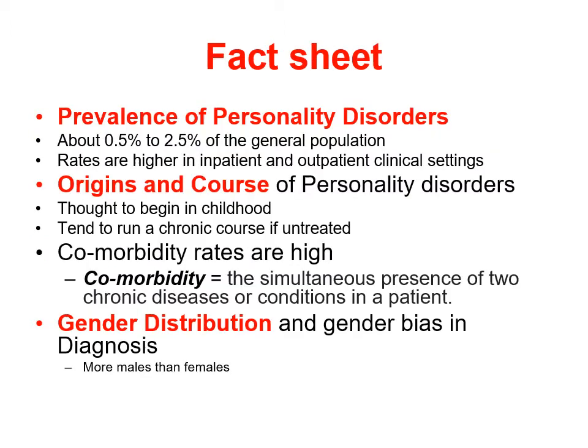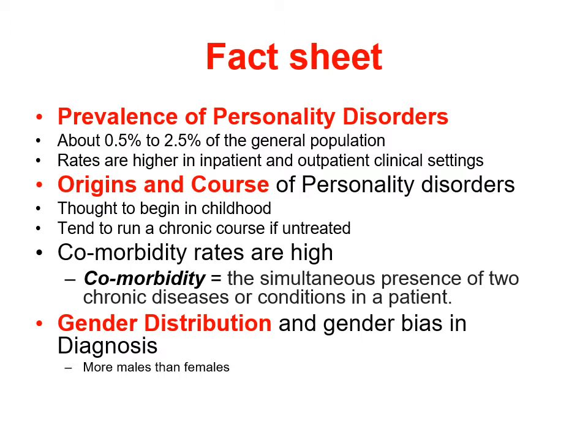as others around them. The prevalence of personality disorders, they are fairly rare. You will find them about 0.5 to 2.5% of the general population. They tend to be found higher in inpatients versus outpatients in clinical settings, such as in mental institutions. Their origins and how they come about, they are thought to begin primarily in childhood. They tend to run a chronic course if they're untreated.